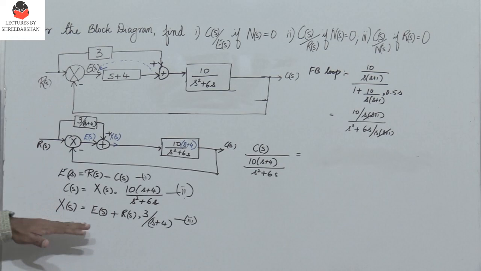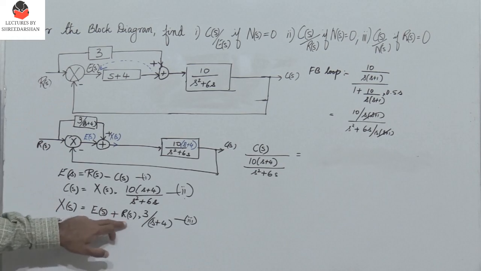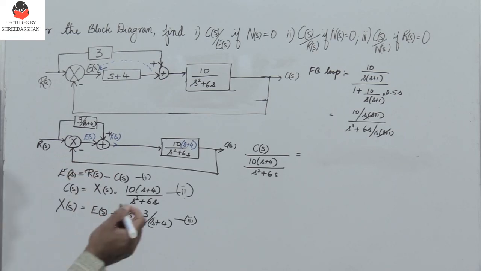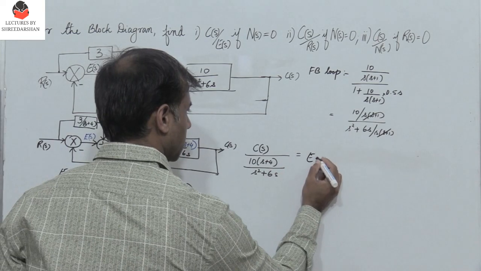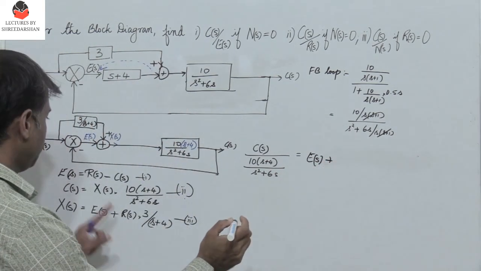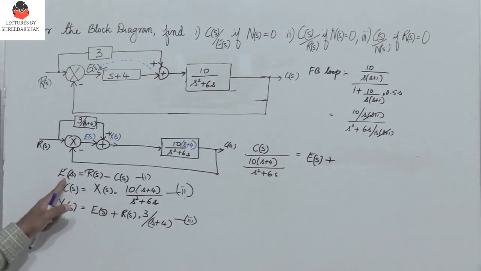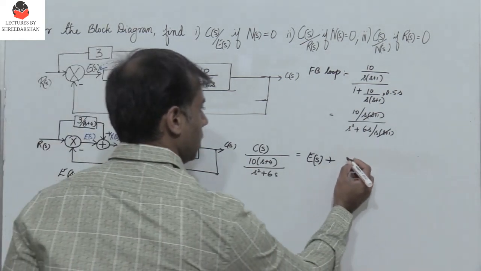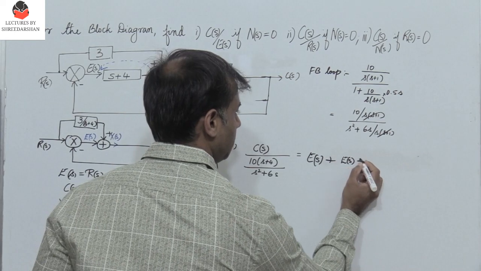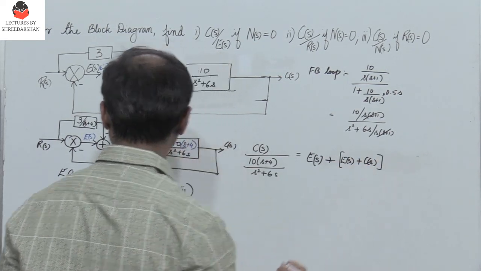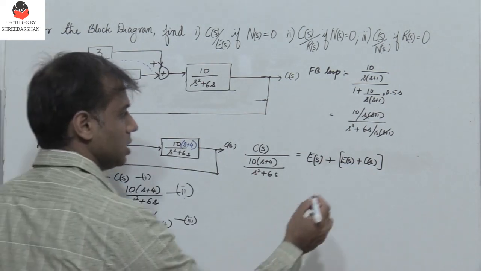Now we need C(s) and E(s), and I need to eliminate R(s). So what is R(s)? R(s) is E(s) plus C(s). So I have R(s) here, which I am writing as E(s) plus C(s), the whole thing into 3 divided by s+4.